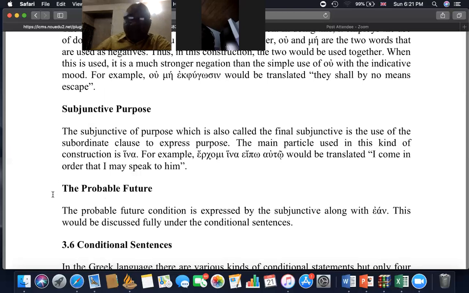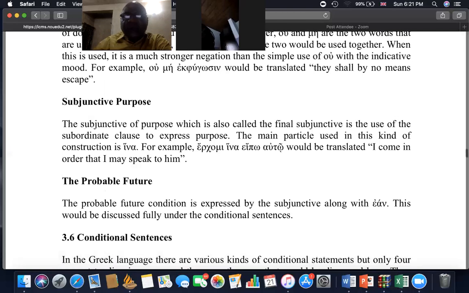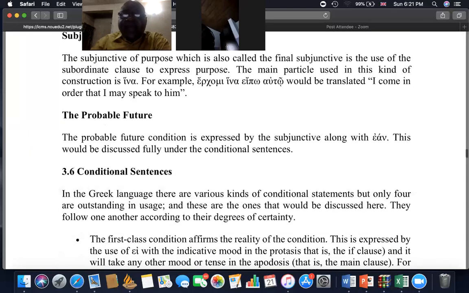And the final one is the probable future. This is when the future condition is expressed by the subjunctive along with ean, and we will discuss it under conditional sentences.